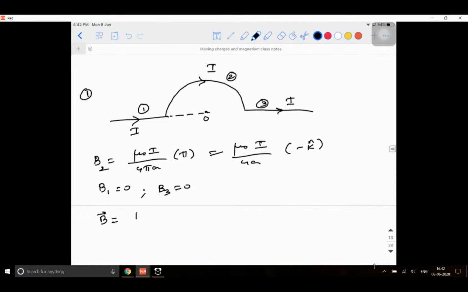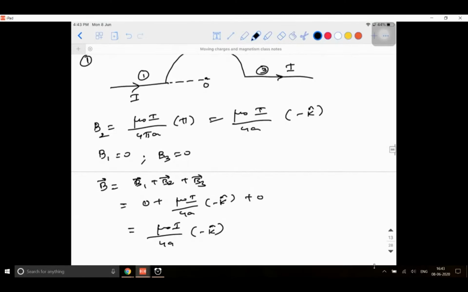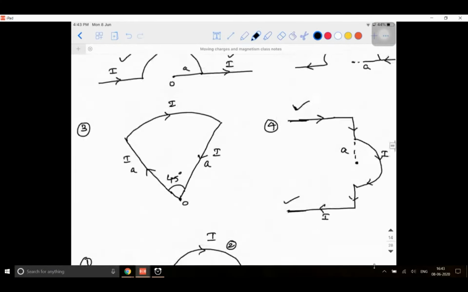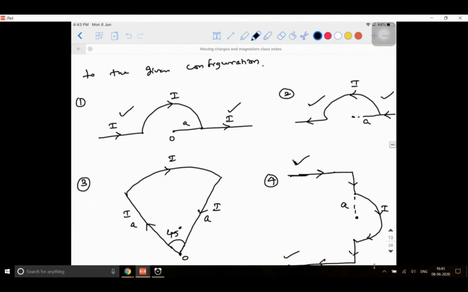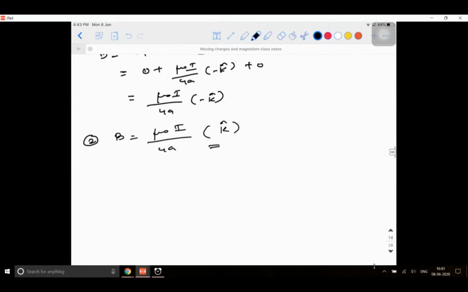So the total magnetic field will be equal to B1 vector plus B2 vector plus B3 vector. B1 is 0, plus B2 is mu naught I divided by 4a into minus k cap, plus again 0. So the required answer is mu naught I divided by 4a in the direction of minus k cap. If I do the problem in a similar way, what will the answer for the second one be? It is the same thing, the only difference is going to be the direction. So B is equal to mu naught I divided by 4a in the direction of k. Right? So this is one way.